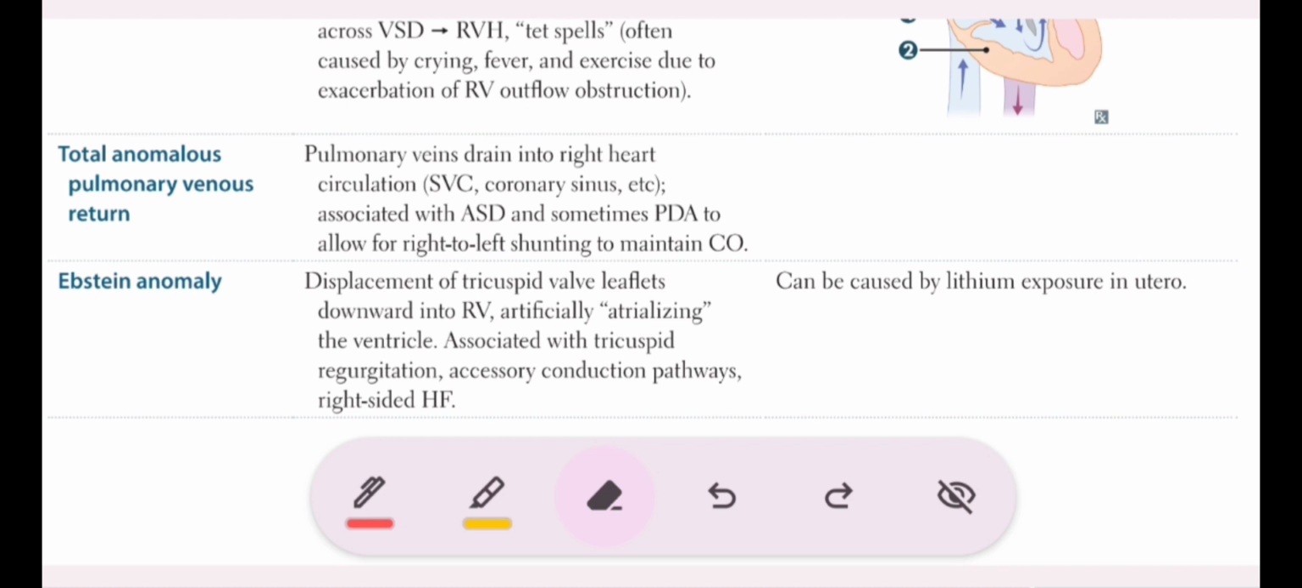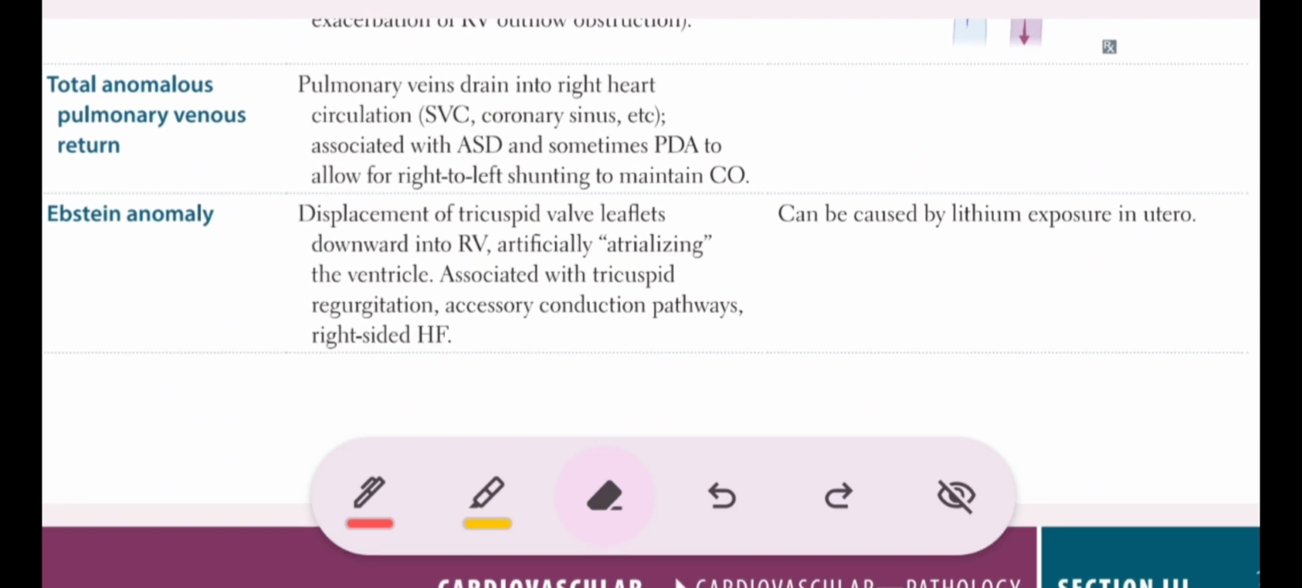Then we have the total anomalous pulmonary venous return, also known as TAPVR. So TAPVR is basically when the pulmonary veins drain into the right heart circulation instead of the left atrial circulation. So it is associated with ASD and sometimes patent truncus arteriosus to allow for right to left shunting and maintain the cardiac output.